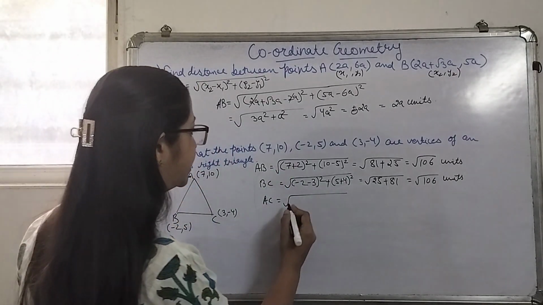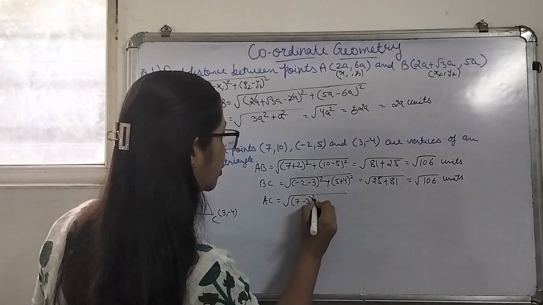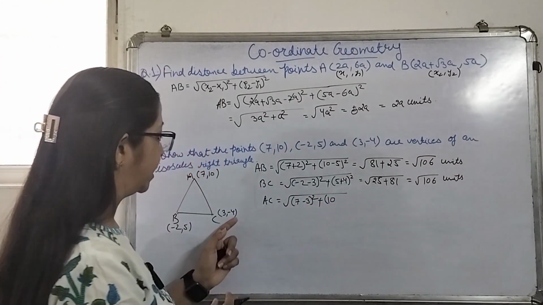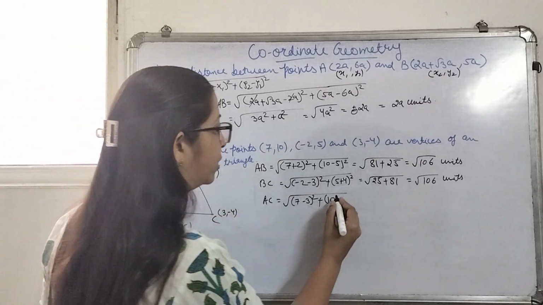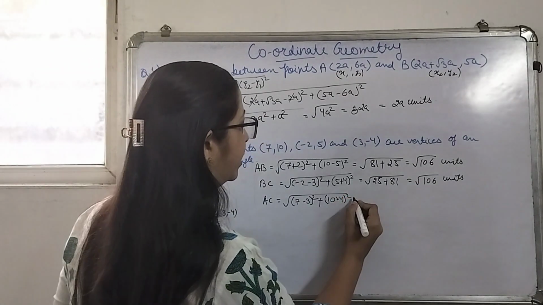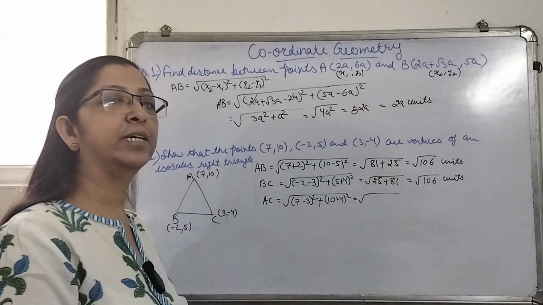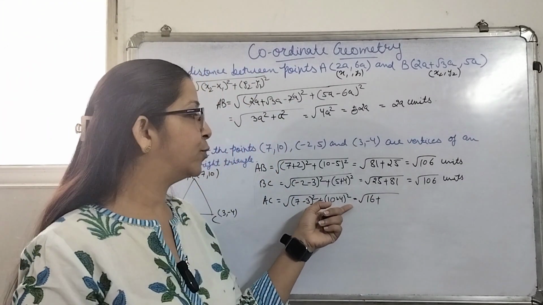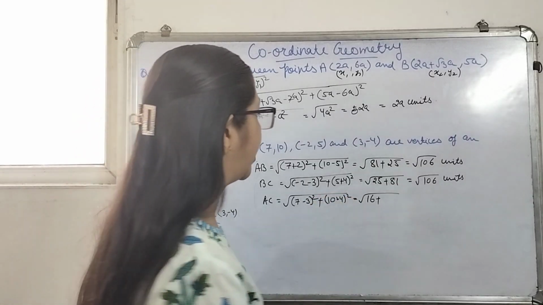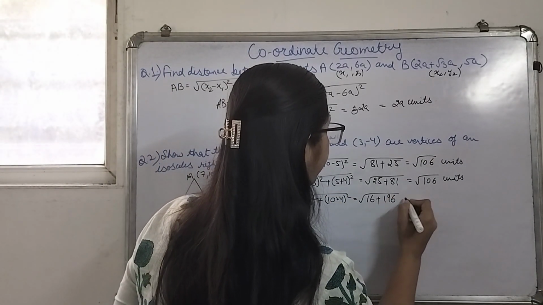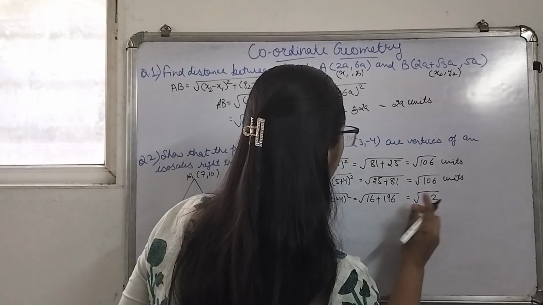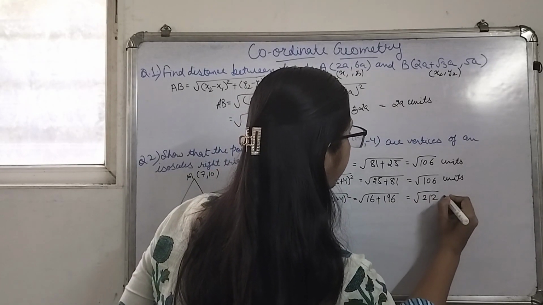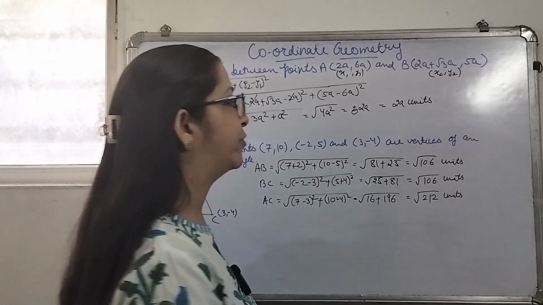That is, from here, 7 minus 3 whole square plus 10 minus minus 4, which will become plus 4, whole square. That will be 7 minus 3 is 4. 4 square will be 16 plus 10 plus 4 is 14, and 14 square is 196. That will be 212, so root of 212 units.